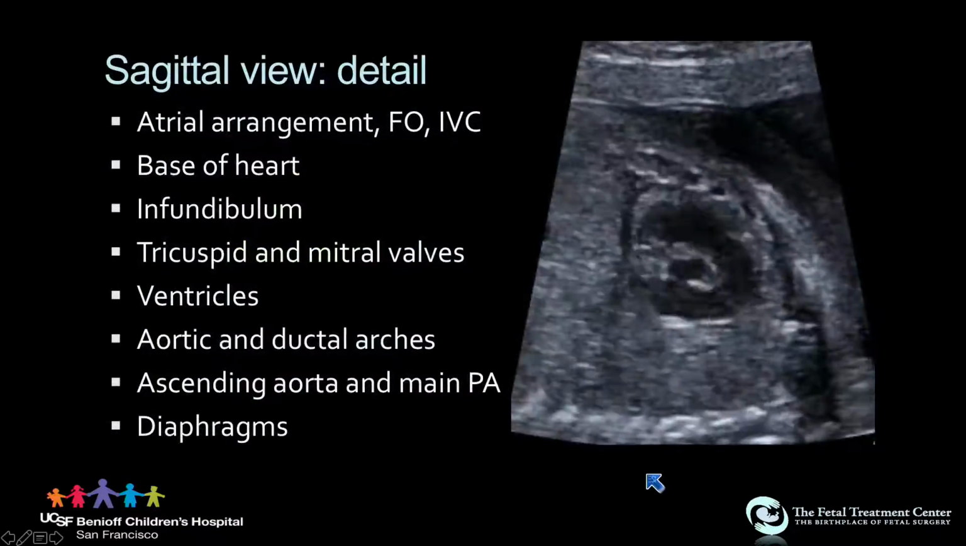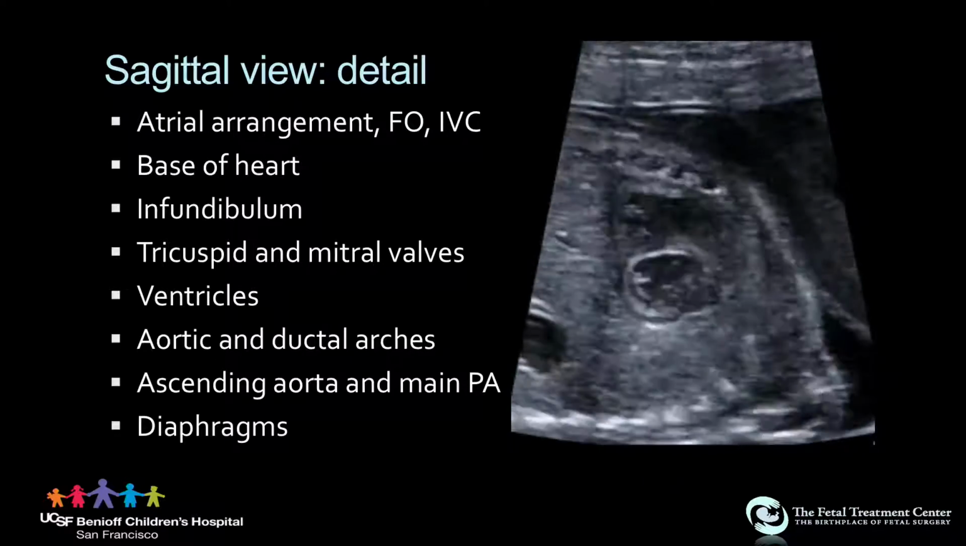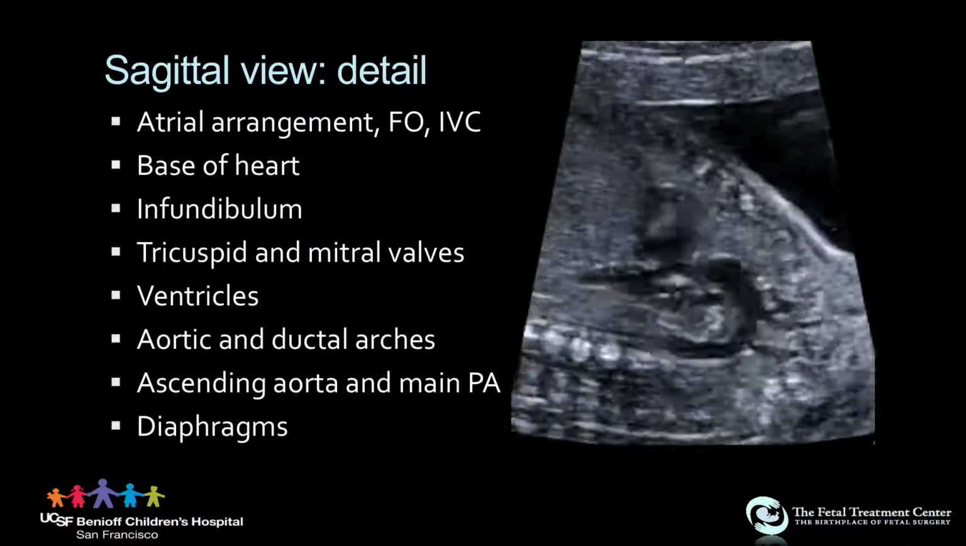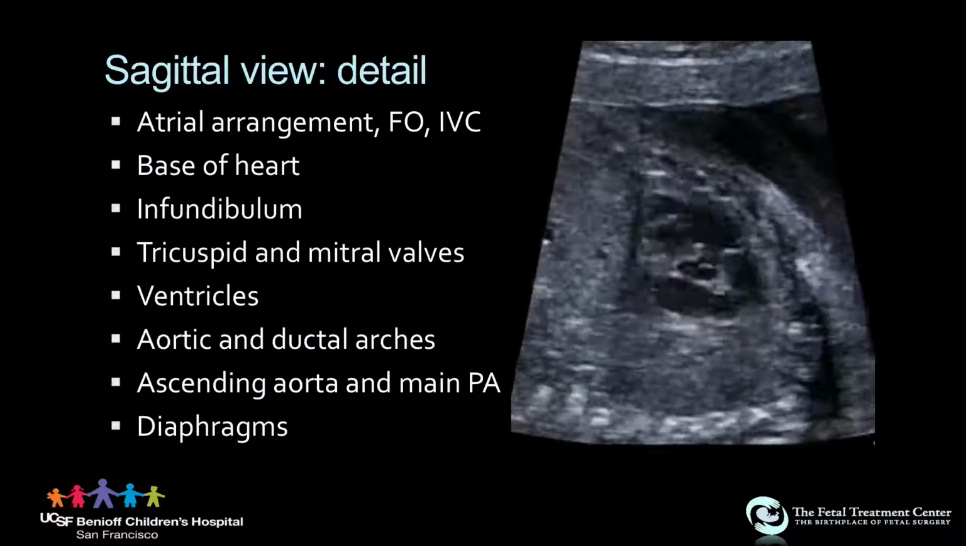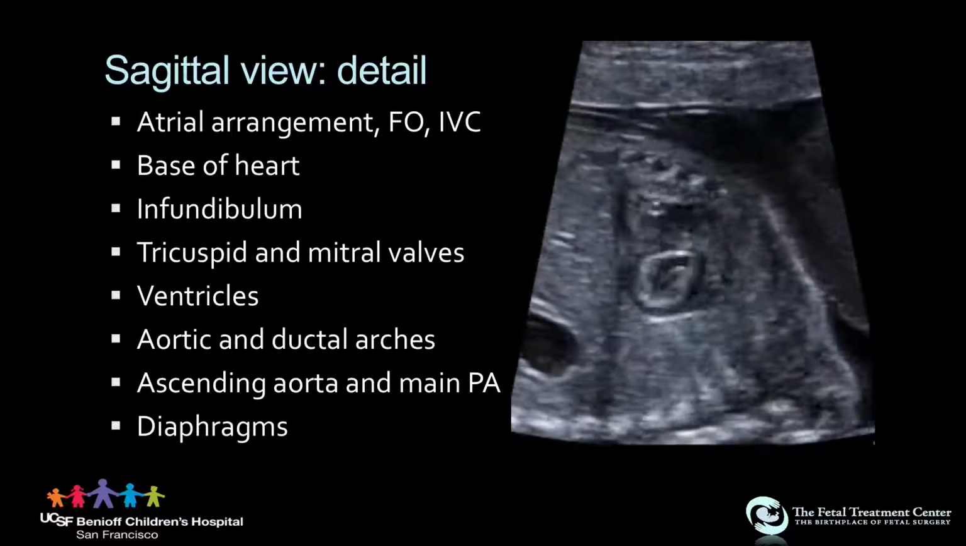We also need to look at the sagittal view, though. As I said, the right ventricle is a complex structure, and you cannot just look at it in the four-chamber plane. And so knowing the details of the sagittal view is very important for assessing the right ventricle.